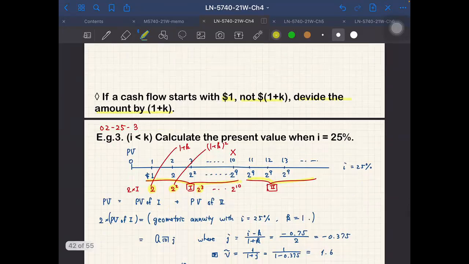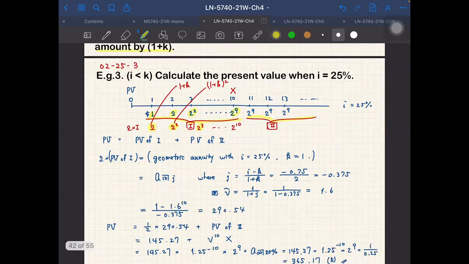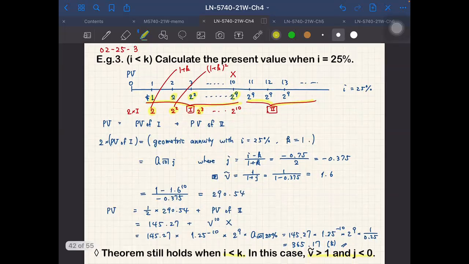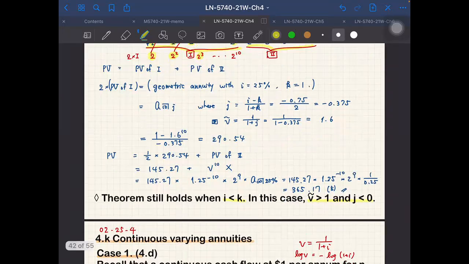We covered several examples. Even with this kind of large growth rate, we can use the formula. For 1, 2, 4, 8, 16, if the amount doubles each year, we can still use the same formula with K equal to 1, so 100% growth rate. Sometimes if K is really large, J can be negative, but still the formula works.